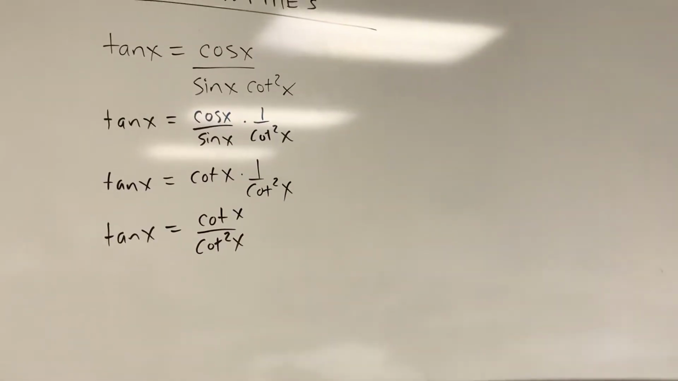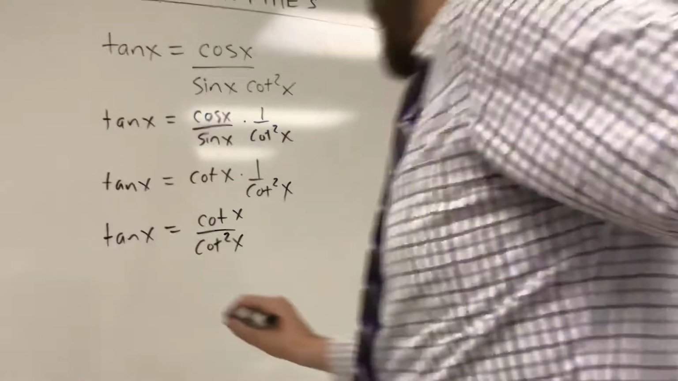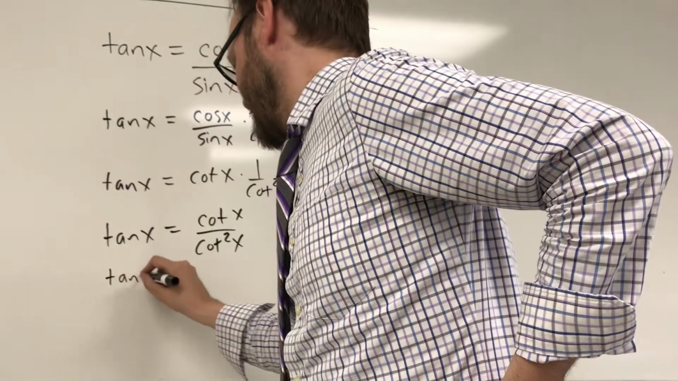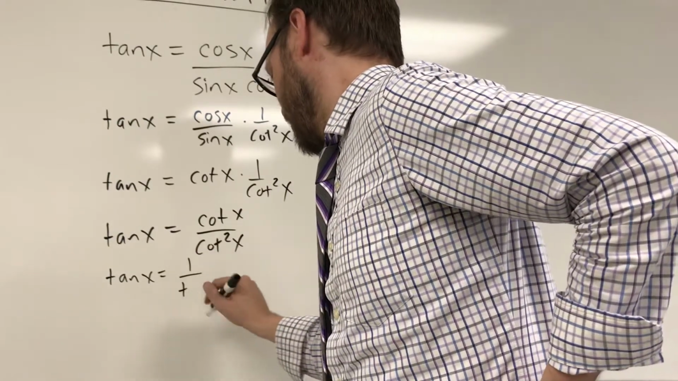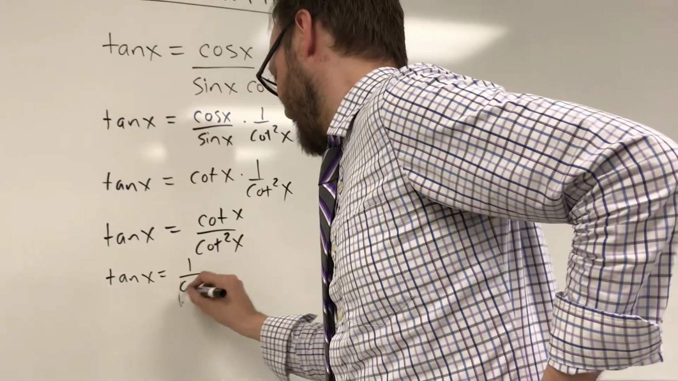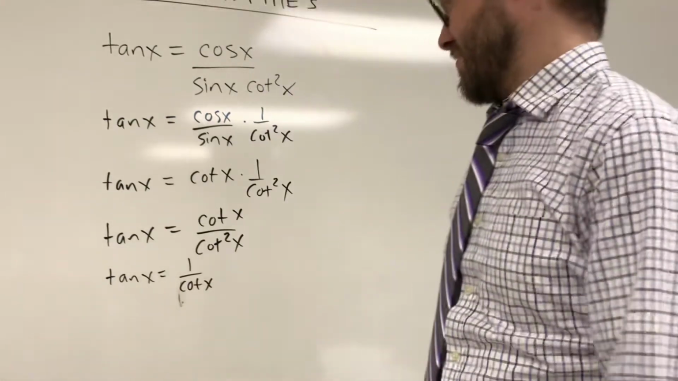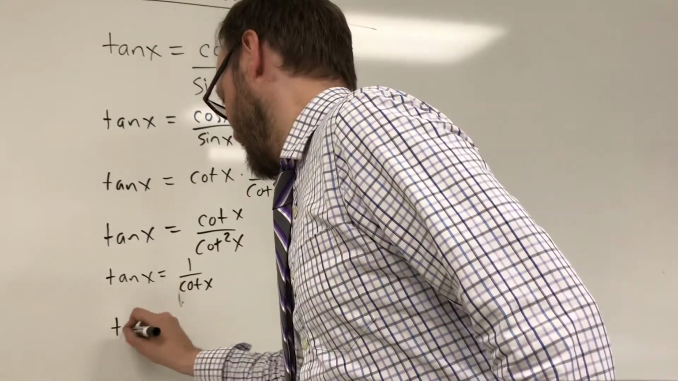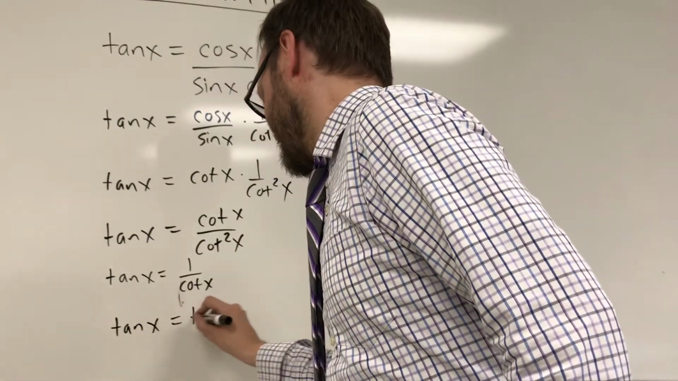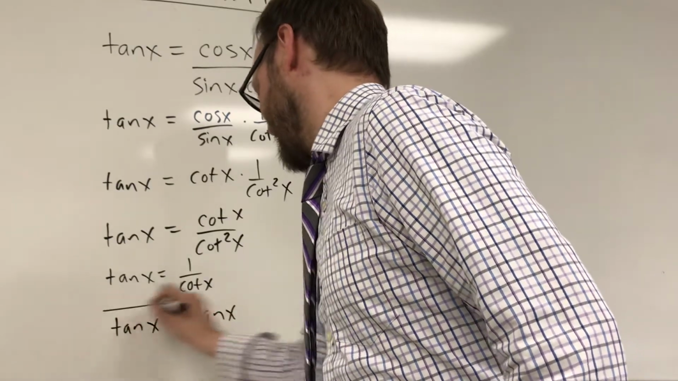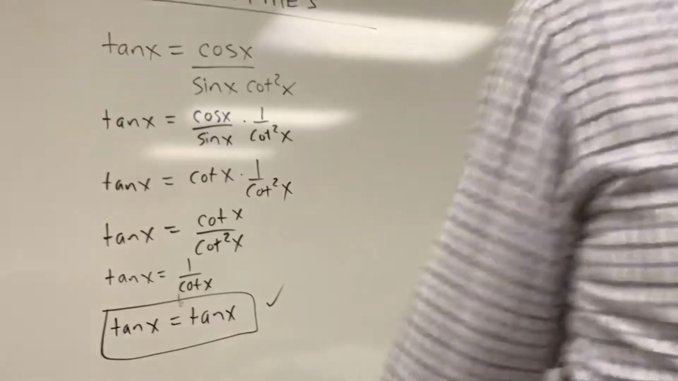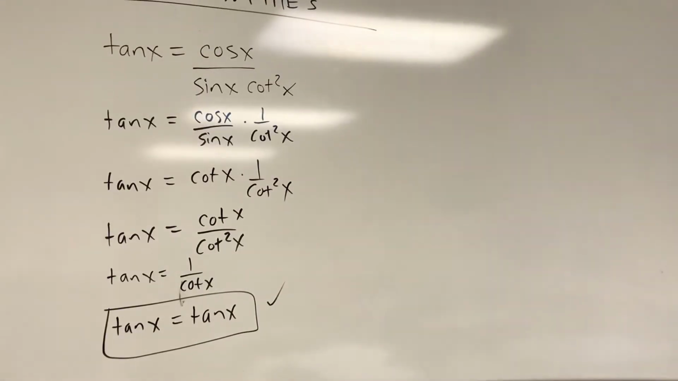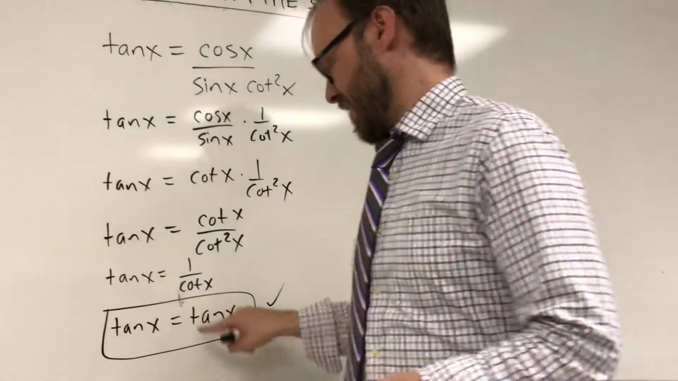So that means that tangent of x is going to be equal to divide cotangent out of the top and the bottom. That's a 1 over cotangent of x. And remember, cotangent is the reciprocal of tangent. So I can replace it with a tangent, and that shows me that tangent of x is equal to tangent of x. And I have showed that that identity is in fact a true identity, okay? We get the same thing on both sides.